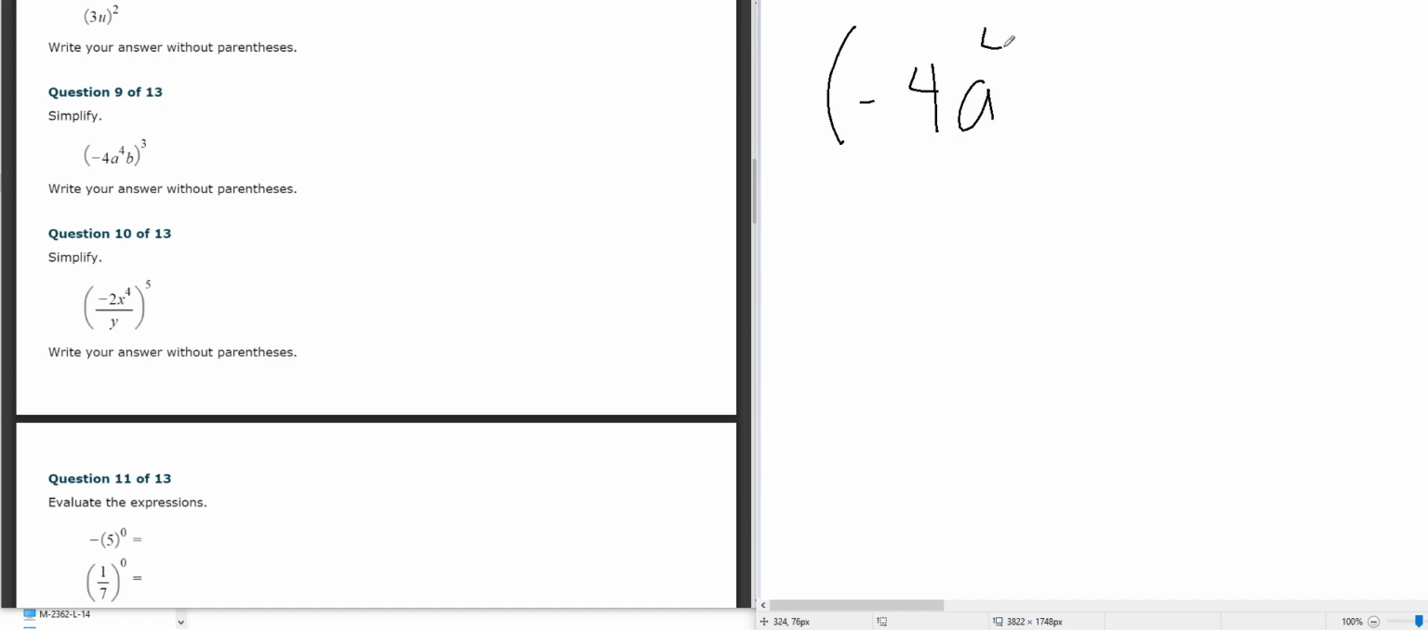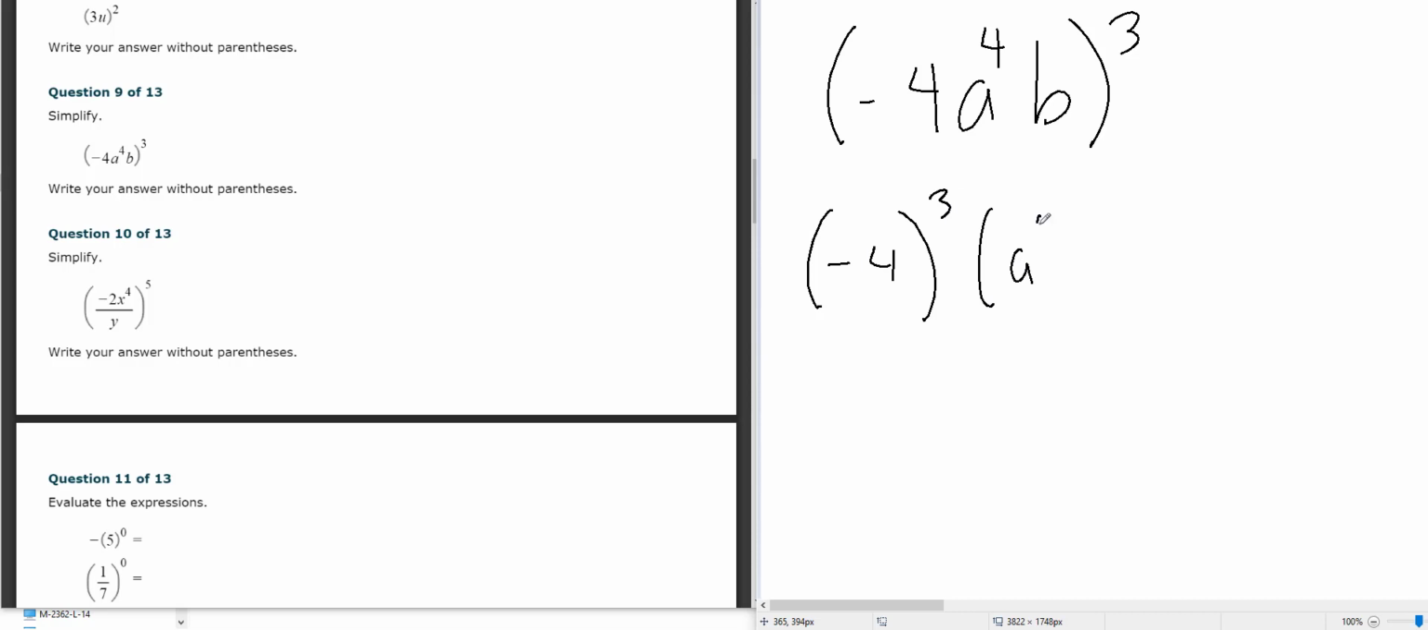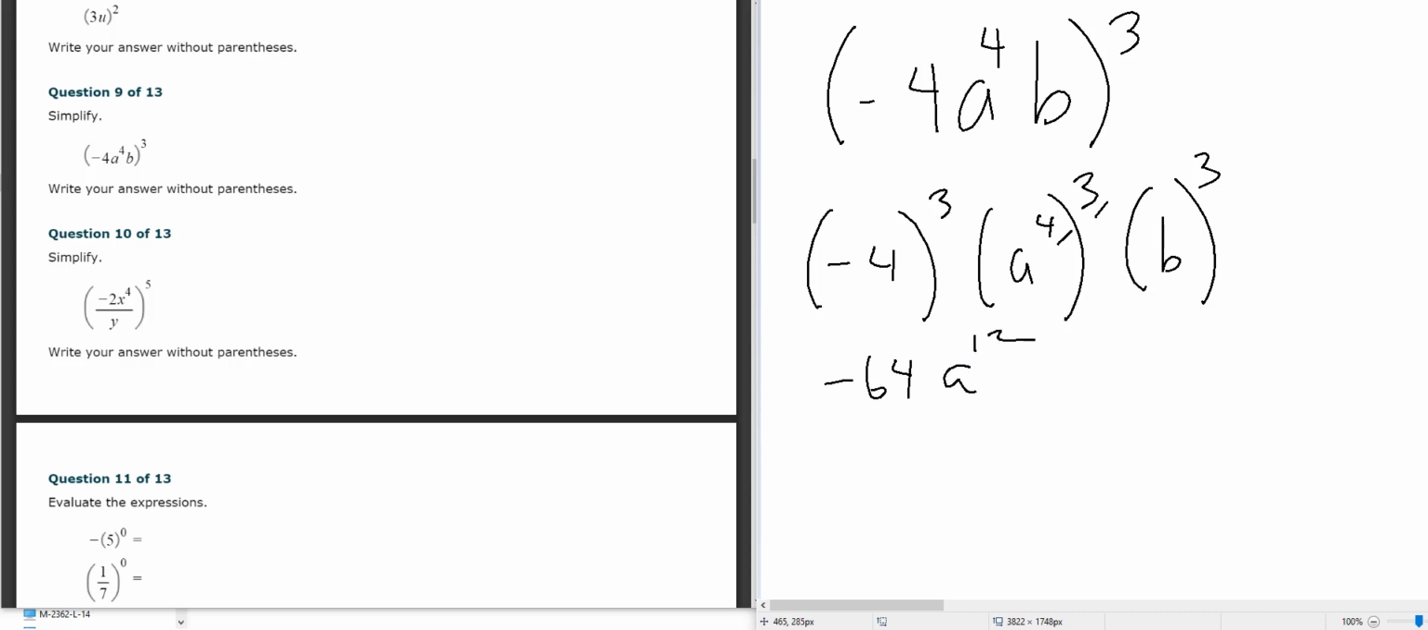So question number 9, -4a to the 4th b, all raised to the 3rd. We don't need any more rules for this because we have all the rules we need. -4 is raised to the 3rd. a to the 4th is raised to the 3rd. And b is raised to the 3rd. So that's -64. You can do that on your calculator. a to the 12th, because power to a power we multiply, b to the 3rd. So that's the answer to number 9 on our worksheet. Outer exponent, product inside, that means multiplication. It's applied to everything.